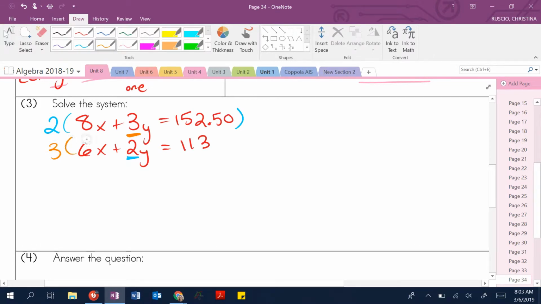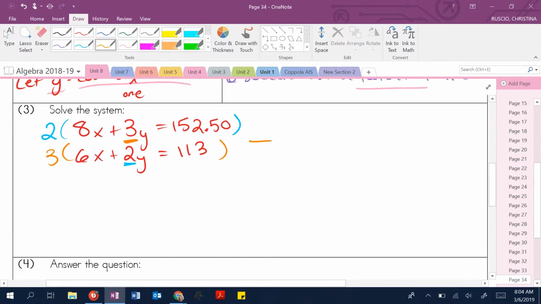So that would be 3 times this whole equation. And now, let's do some math. Let's do some distribution. So 2 times 8x is going to be 16x. Oh, I forgot one step. We want them to be opposite, don't we? So I'm going to negate one of them so that I have a 6 and a negative 6.